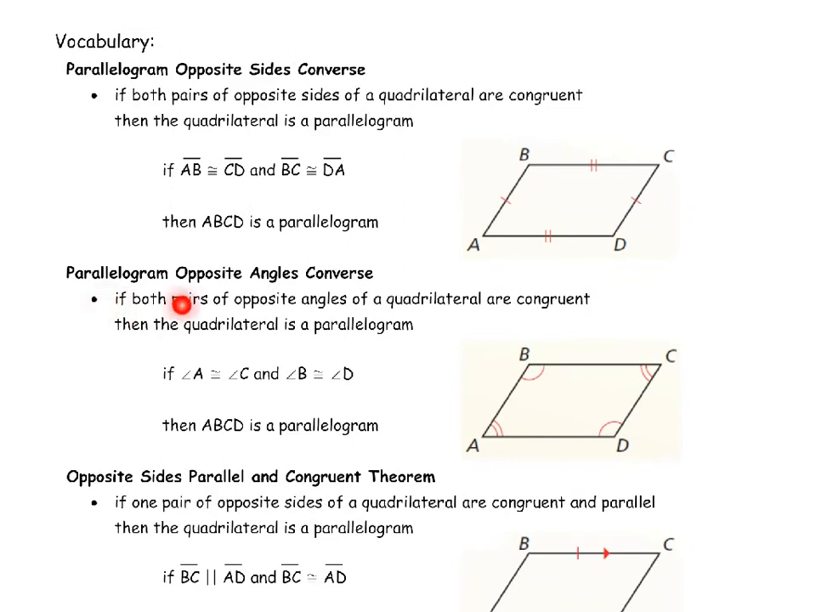We also have the parallelogram opposite angles converse. If both pairs of opposite angles of a quadrilateral are congruent, then the quadrilateral is a parallelogram. So, if angle A is congruent to its opposite angle, which is angle C, and angle B, which is opposite of angle D, are congruent, then ABCD is a parallelogram.